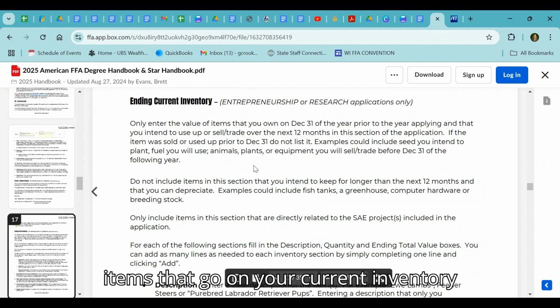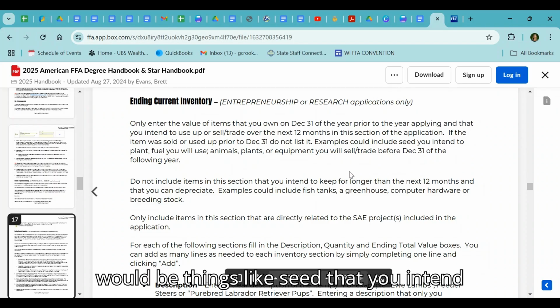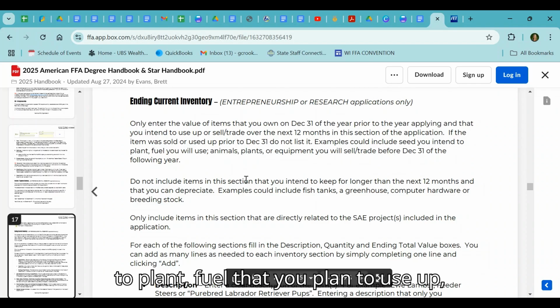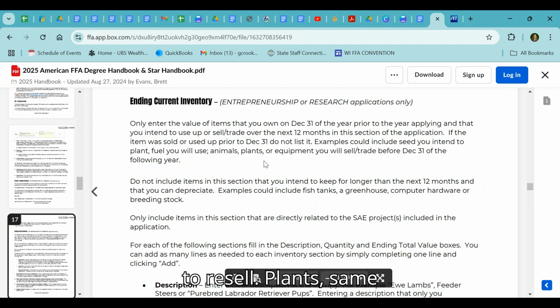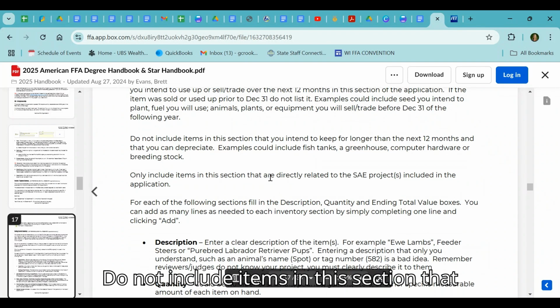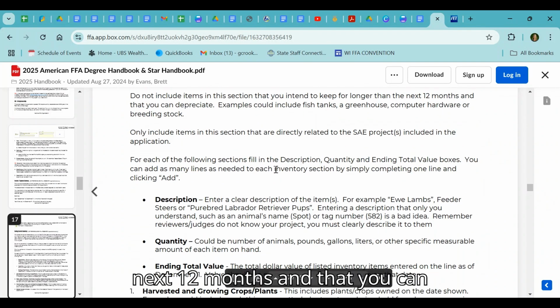Examples of items that go on your current inventory would be things like seed that you intend to plant, fuel that you plan to use up, animals that you have purchased intending to resell, plants, same thing, purchased and going to resell, equipment that you sell or trade before December 31st of the following year. Do not include items in this section that you intend to keep for longer than the next 12 months and that you can depreciate. Examples would include things like fish tanks, a greenhouse, computer hardware, or breeding stock.